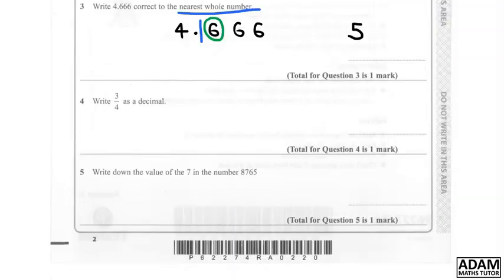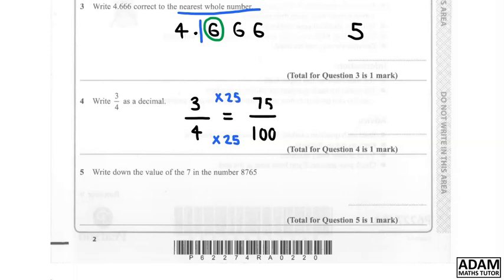Question 4. Write 3/4 as a decimal. This is one that you should probably memorize or know going into your exam, but if you do forget, we can convert it to a fraction out of 100, and this will make it easier to identify what it is as a decimal. So to get from 4 to 100, we need to times by 25. So do the same to the numerator, and that gives us 75. And when it's a decimal out of 100, the numerator just becomes the decimal part, so 0.75.